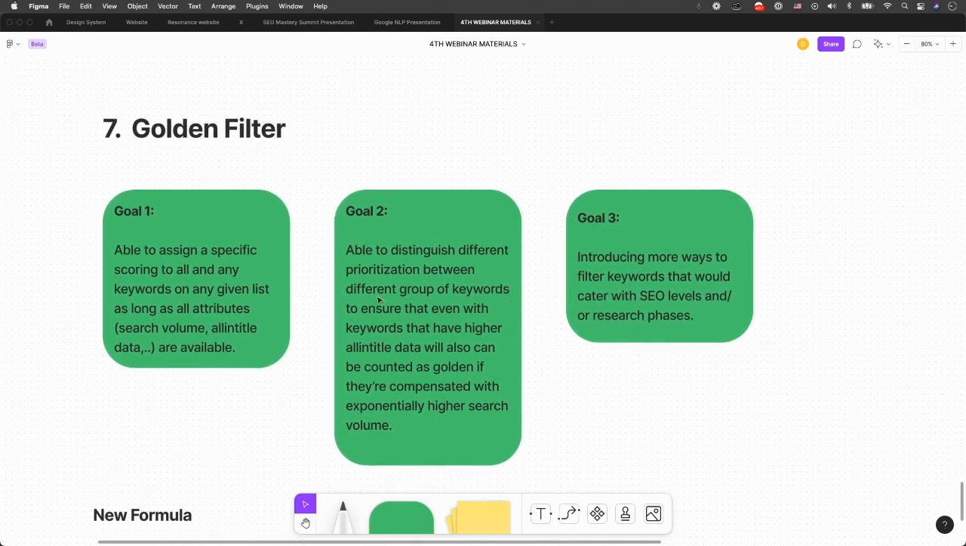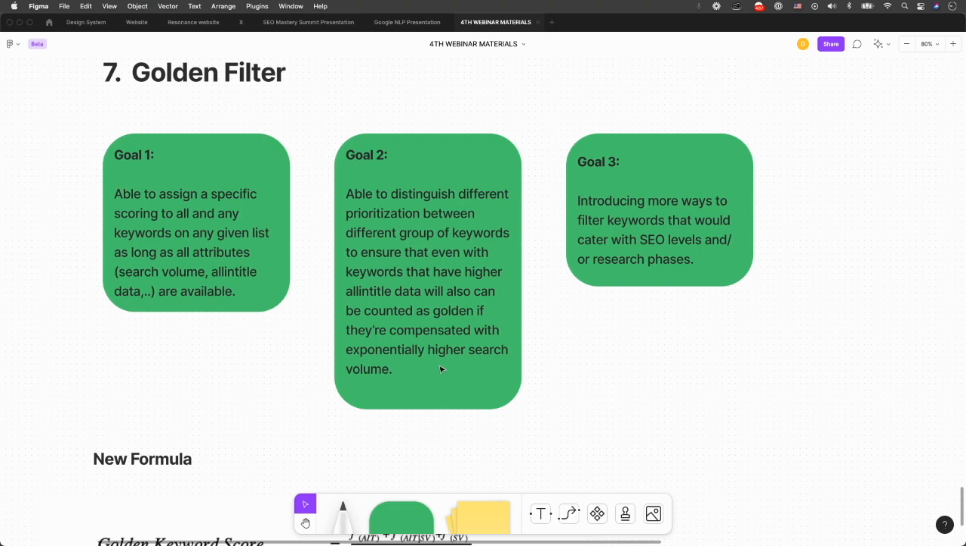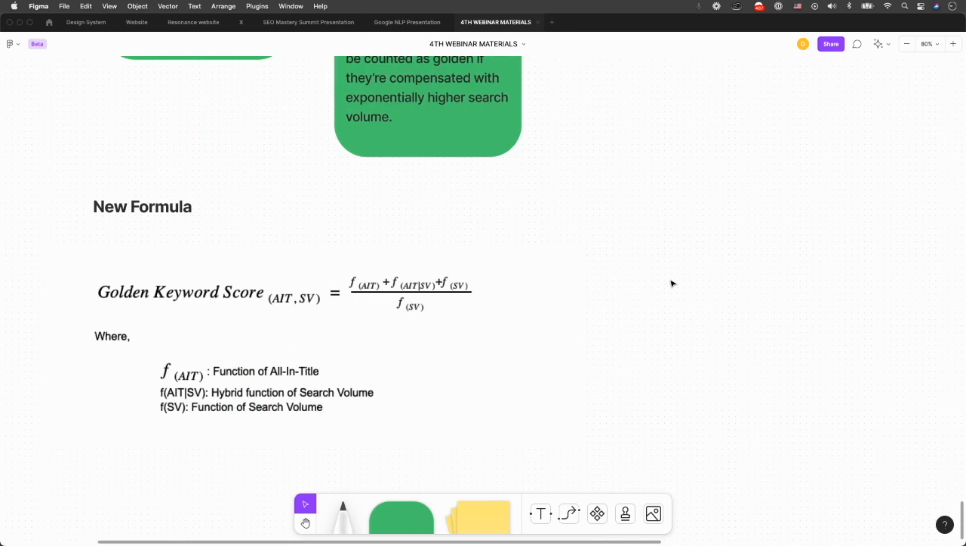So when we set the new golden filter, we wanted to assign a score to any and all keywords on a given list, right? Goal 2 is to be able to distinguish and prioritize between different keyword groups, like I was sharing earlier, which are neutral, potential, ideal, or red zone, introducing more ways to filter keywords that cater to SEO level and research phases. So whether you are a beginner or pre-intermediate, or you're pro-intermediate and advanced, we want to fit and cater to everyone.